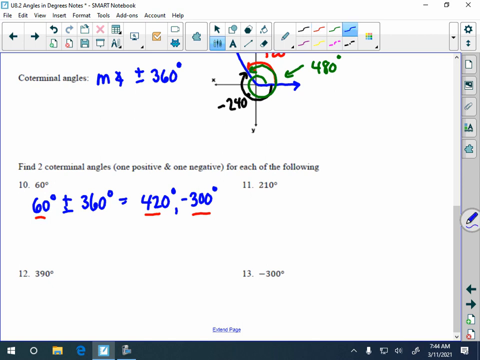All right, 210. We're going to add, and then we're going to subtract 360 degrees. So if we add, that's going to get us 570. And if we subtract, looks like it's negative 150. Right, again, 210, 570, negative 150 are all coterminal angles.